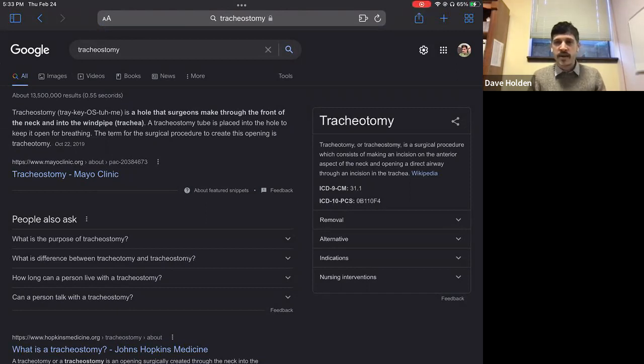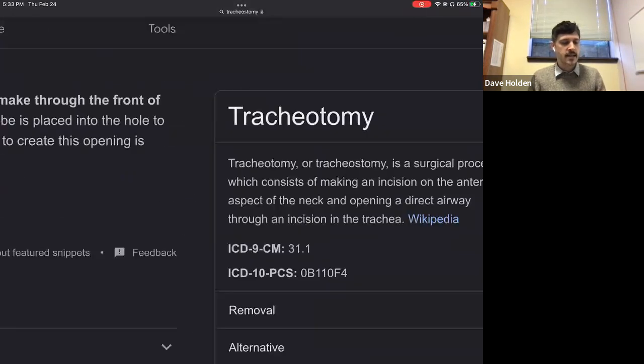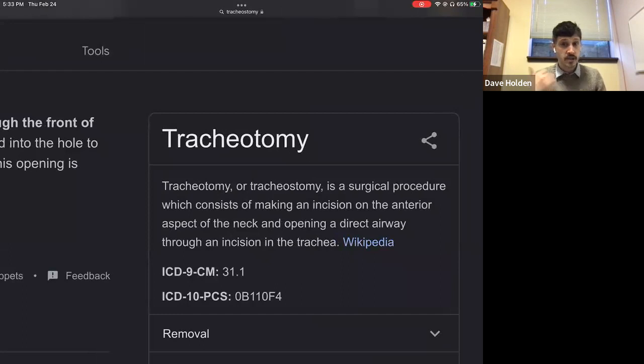Okay, sorry, my brain got stuck. I didn't think it was the right word. I got stuck between tracheotomy, which is the one I learned. The ending -otomy always means you're cutting into something. But with -ostomy, usually you're thinking about some kind of bag, like a colostomy bag, right? But thank you, Google. You straightened me out. The words are interchangeable. Welcome to anatomy.